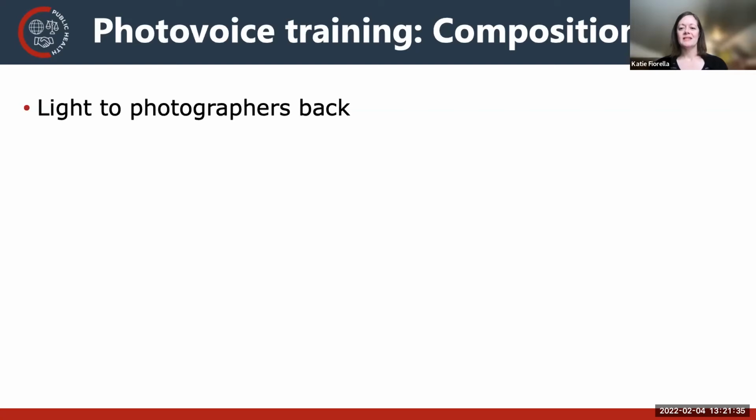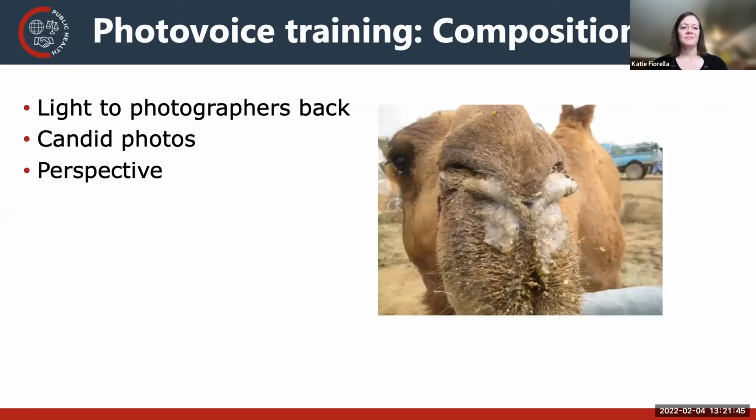And so this includes things like keeping the light to the photographer's back to make sure the subject's illuminated, taking candid photographs as opposed to posed ones, playing with perspective. And so this image of a camel up close and personal, it's really different than if you just took a picture of its body, right?